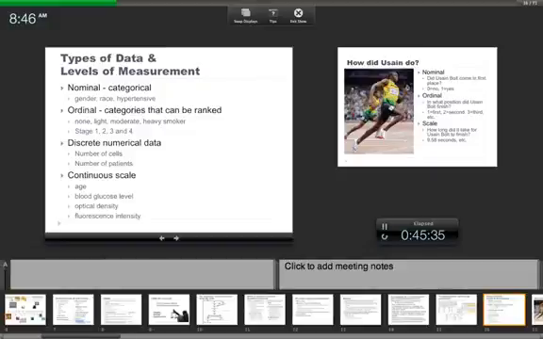Then there's discrete numerical data, for example the number of cells or the number of patients. You cannot cut a person in half. You cannot have 1.25 patients. You have one patient or two patients. There's also the continuous scale type of data: age, blood glucose, optical density, fluorescence intensity, these measurements from experiments. This type of data is on a continuous scale.